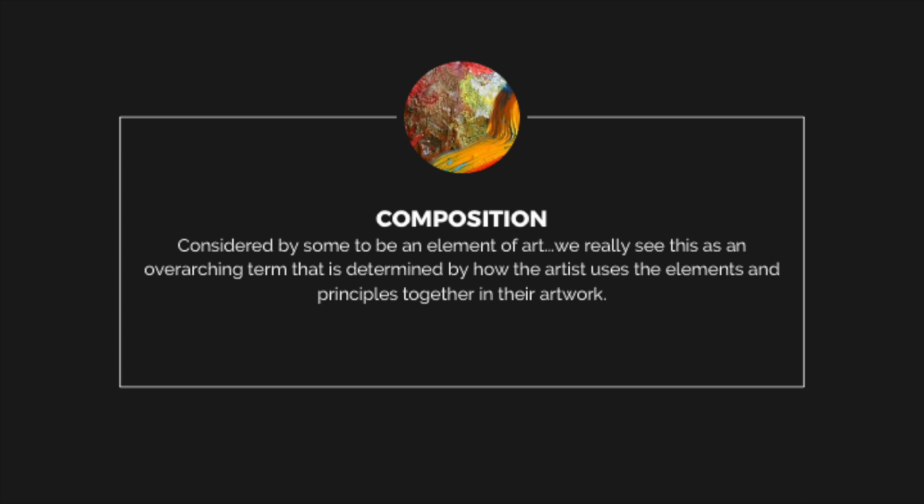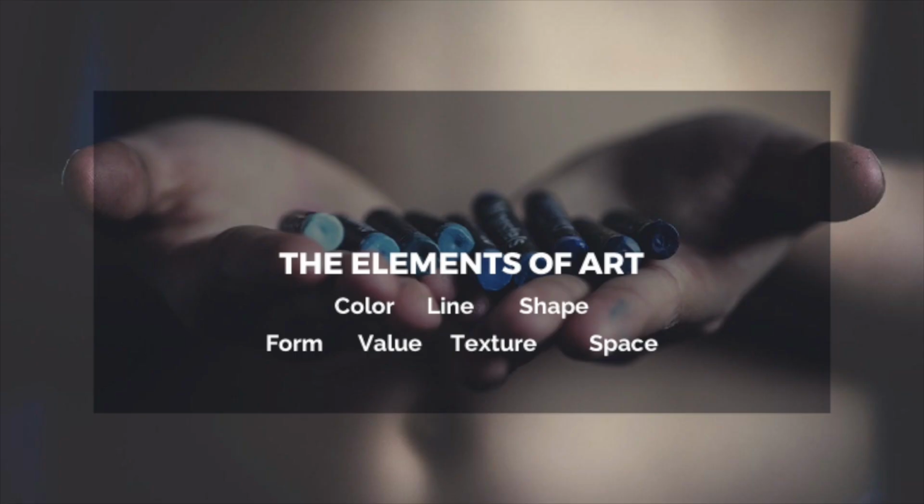Now, composition is considered by some to be an element of art, but we really see this as an overarching term that kind of describes the overall how the artist uses the elements and principles together. There are 7 elements of art: color, line, shape, form, value, texture, and space.